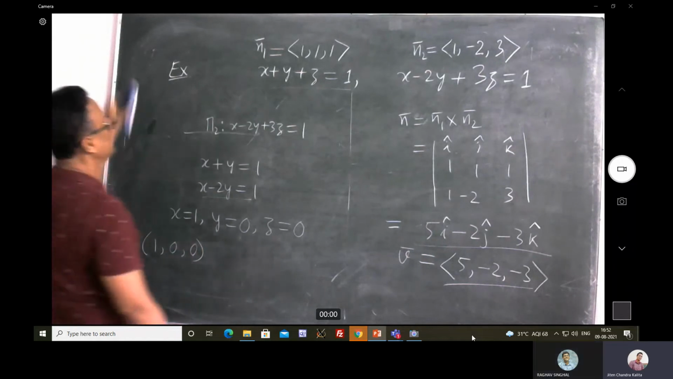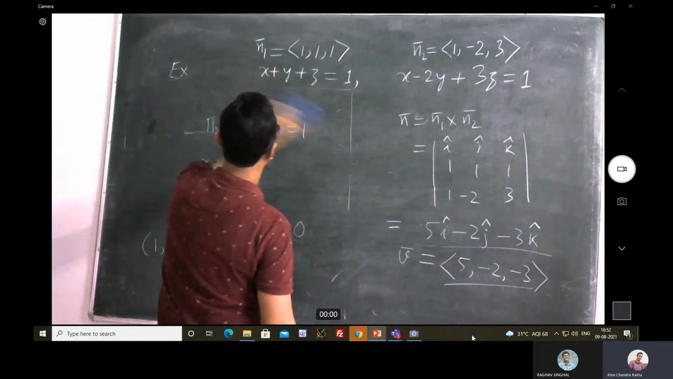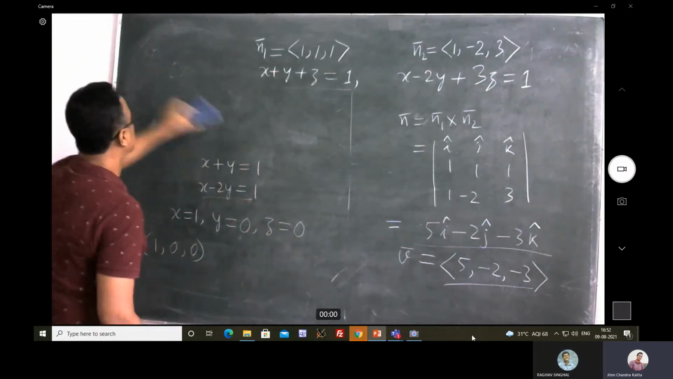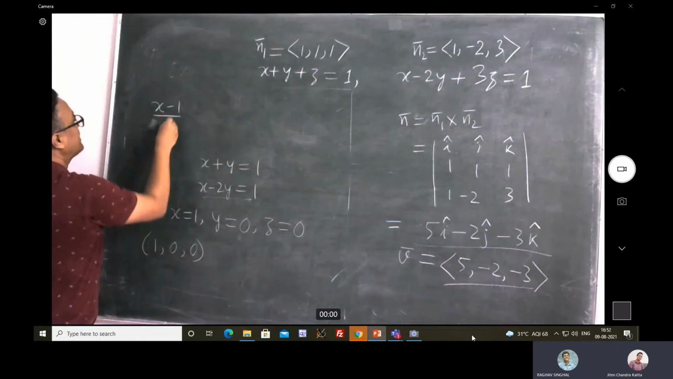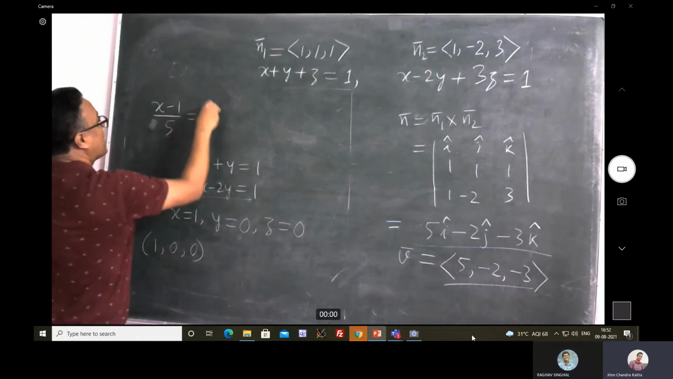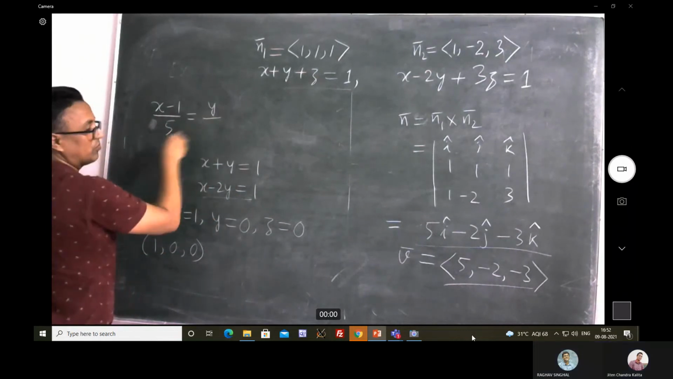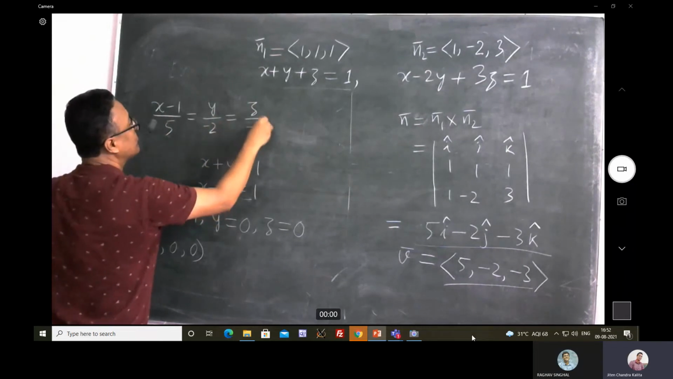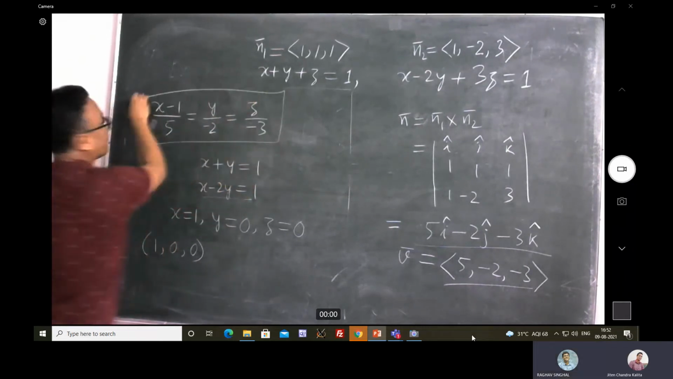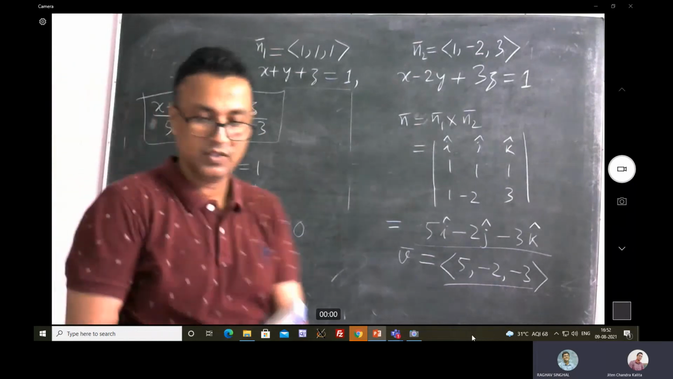Therefore the symmetric equation of that straight line is going to be given by x minus 1 by 5, equal to y minus 0 by minus 2, equal to z minus 0 by minus 3. This is what it is.